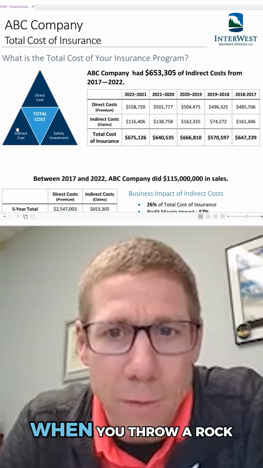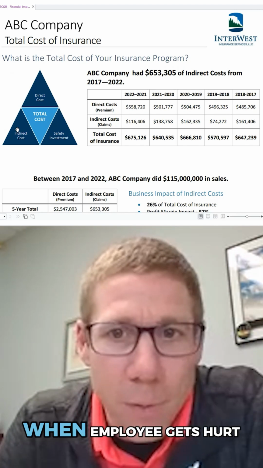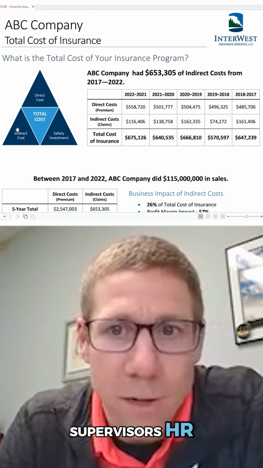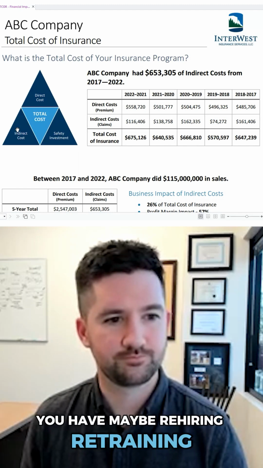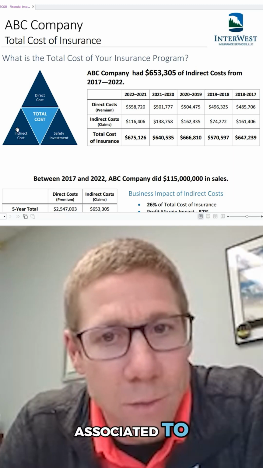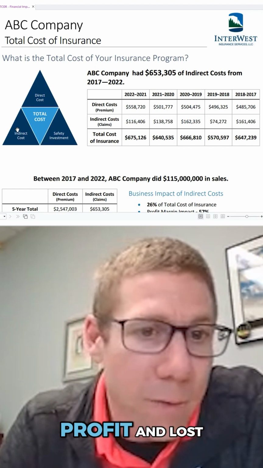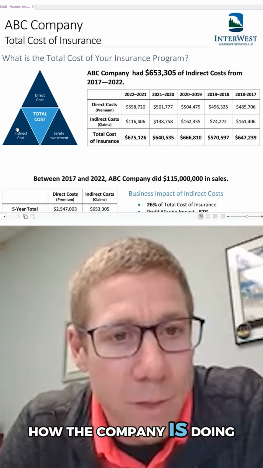I always think about when you throw a rock in a pool of water, you have a ripple. It's the same thing when a claim happens. When an employee gets hurt, you have a job site that's shut down. You have supervisors, HR, everyone pulled off to attend to that individual. You have maybe rehiring, retraining, supervision. You have all these frictional costs associated with when a claim happens. And a lot of times that's not dollars that are shown on a profit and loss statement. So we really want to quantify that to identify how the company is doing operationally.